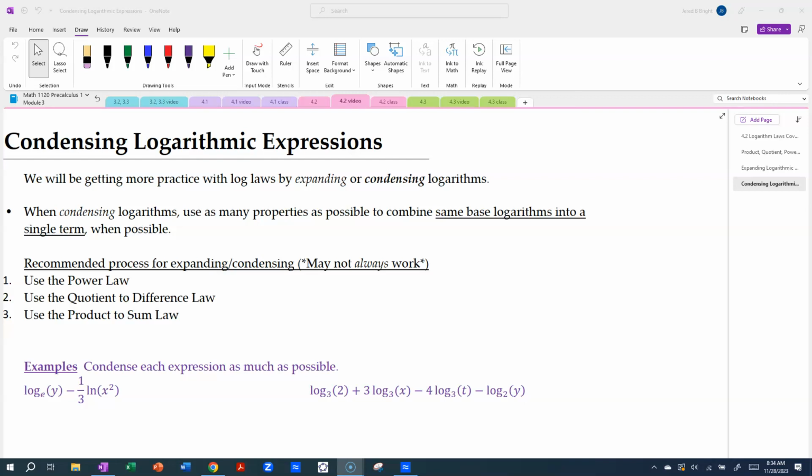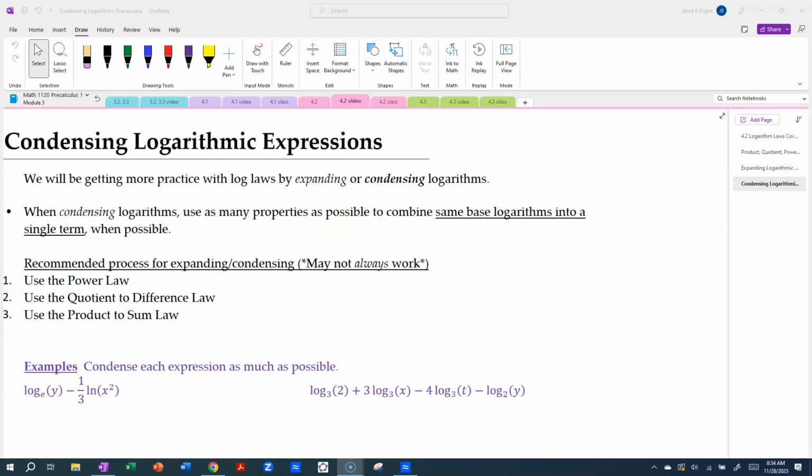At the end of the last video, we mentioned that we were going to go the other direction. So instead of writing a compact expression in terms of multiple logarithms, we're going to take something that has multiple logarithms and try to write it as one or maybe two logarithmic expressions if it's possible. And so we're going to condense.